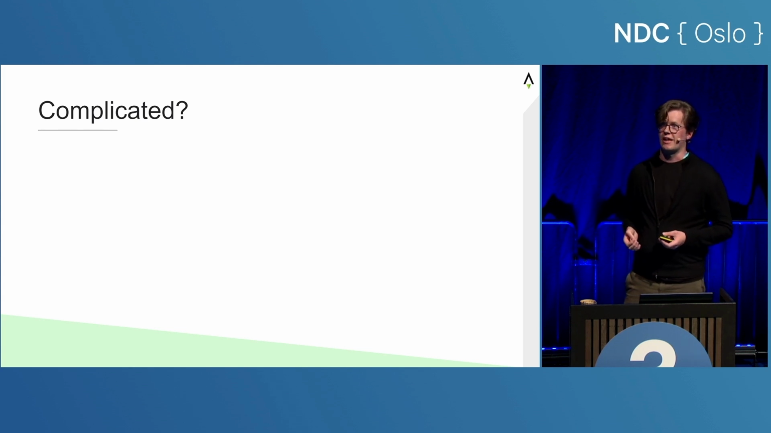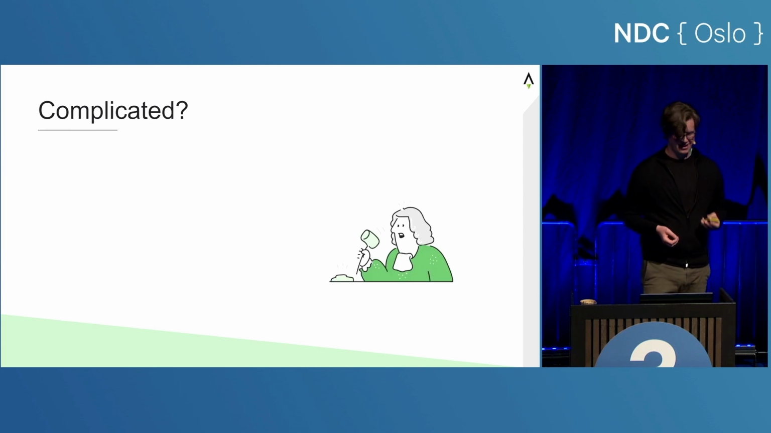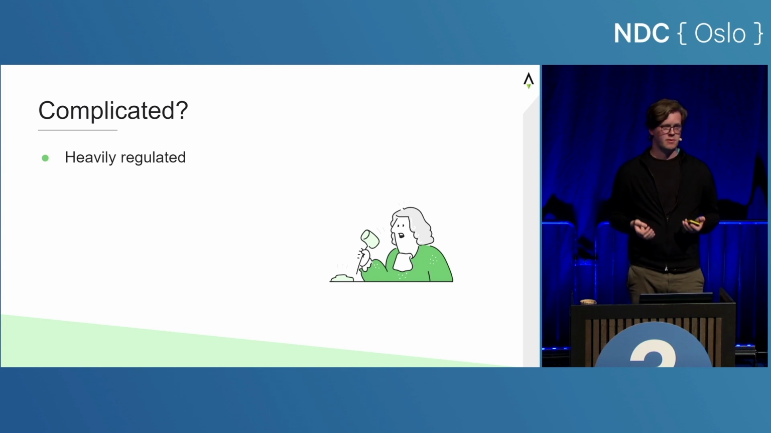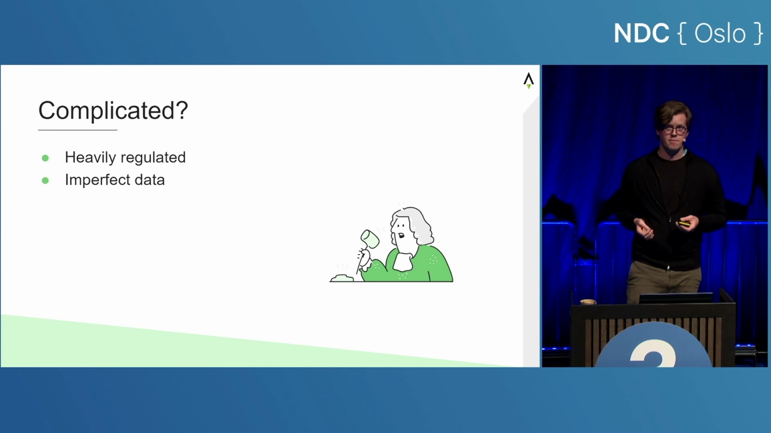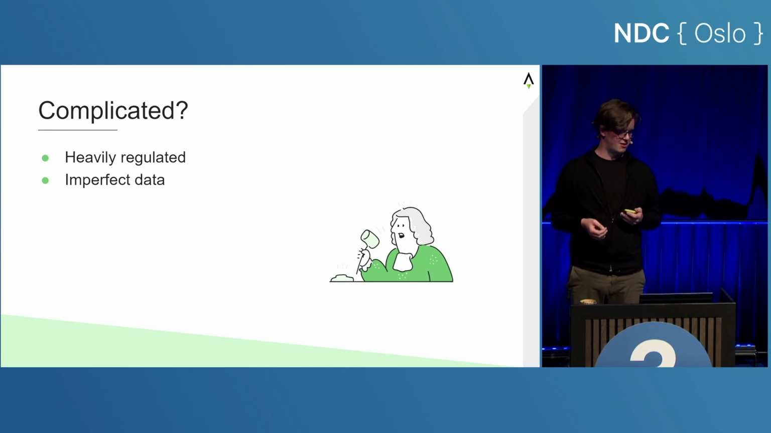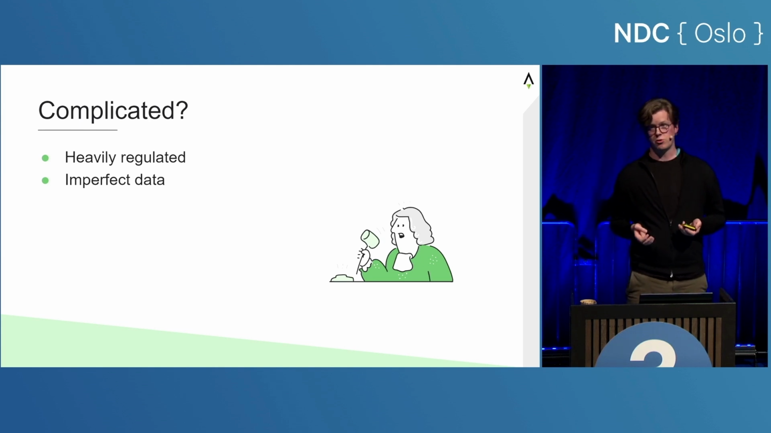So, is this complicated? Well, it's not exactly rocket science. But there are a lot of things to think about. It is heavily regulated. These are official taxes that are collected out in the open, so we rely heavily on Norwegian law. As I said, every municipality has the responsibility for their own data, which leads to some challenges with perfect and imperfect data, so we need to account for that. It is also a lot of old data, which might not be as complete as the newer data.